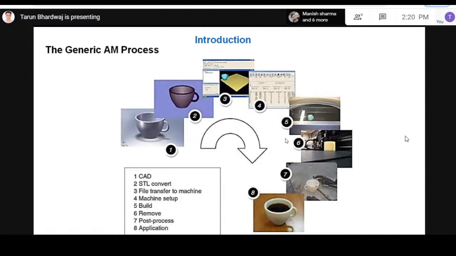after these post processing techniques, as you can say HIP or laser shock peening. HIP is basically hot isostatic pressing, in which we press the material to remove the pores of that particular solid material. And laser shock peening is basically a surface treatment using a laser. And after that, it will be used for the final application, whatever application the product has.